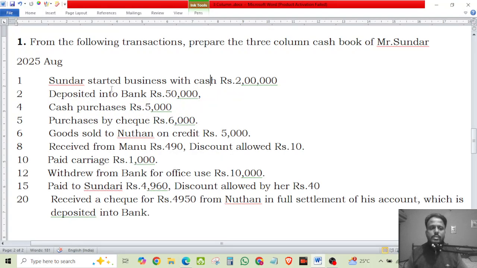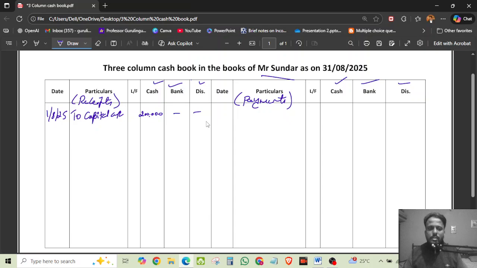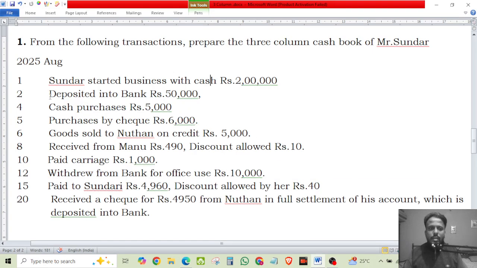So let us go to the second entry. Second entry here is deposited into bank. So there is something called contra entry in every 3-column cash book problem. Contra entry represents an entry which will appear both in debit as well as credit. So that is called a contra entry. So here, if the business is depositing into bank, one way it is losing the money and the other way it is receiving the money.